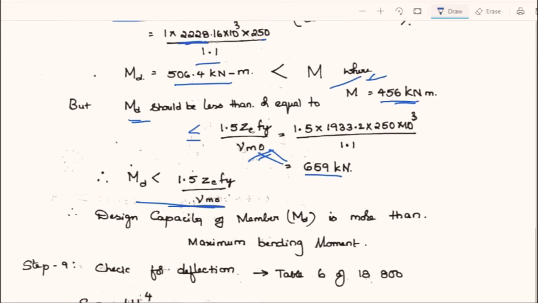So the design capacity of the member MD is more than the maximum bending moment, right? MD is greater than the moment due to load, 456.